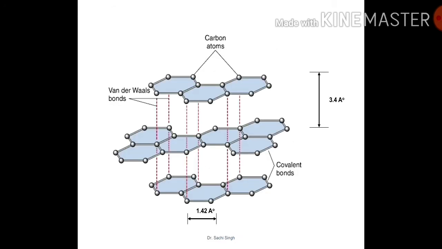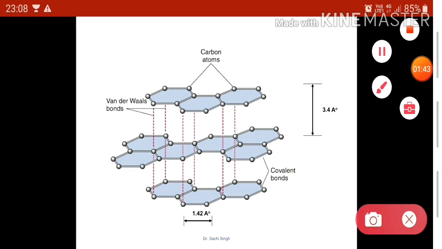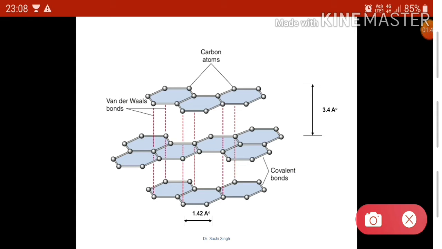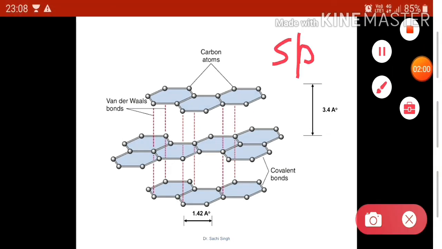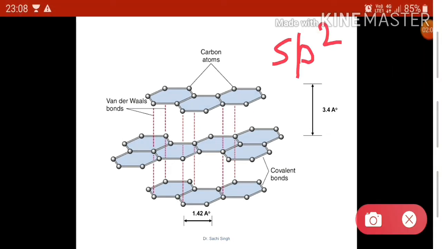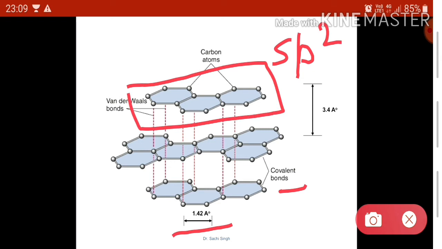we will directly look at its diagram. In this structure we will see that the carbon atoms form a hexagonal form of graphite, and each carbon atom is attached to 3 other carbon atoms, forming sp2 hybridization. During sp2 hybridization they attach to the 3 other carbon atoms by covalent bonds, and the distance between them is 1.42 angstrom. So this one is each layer of graphite.